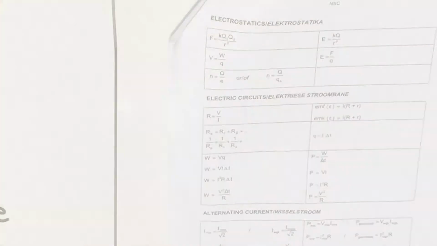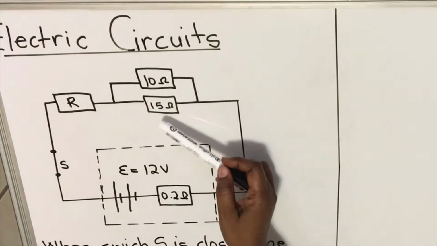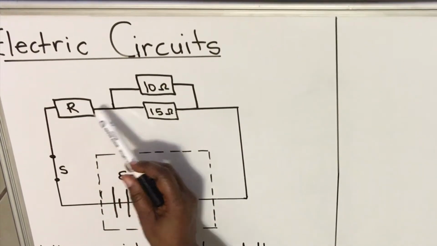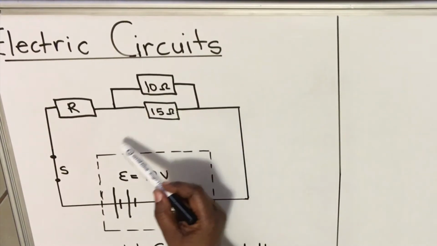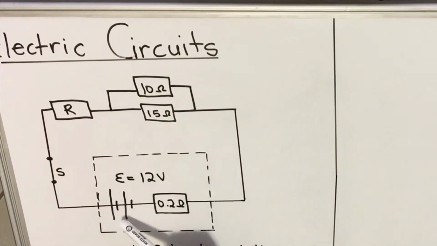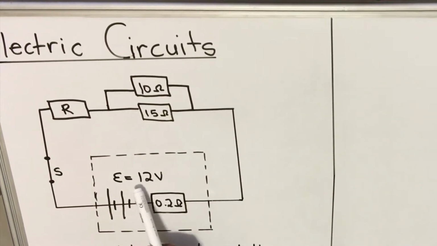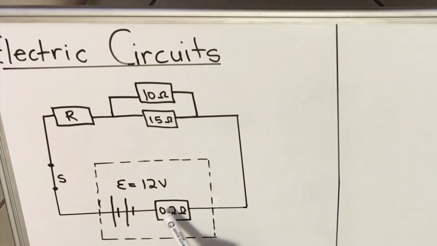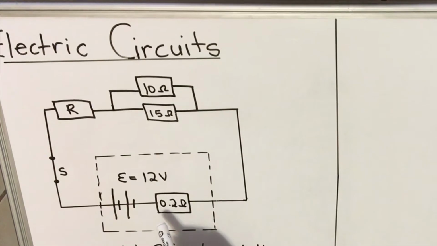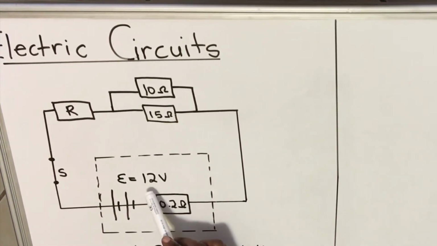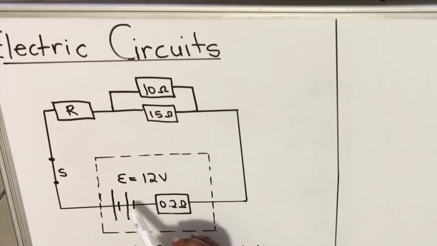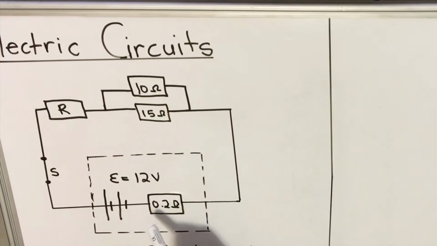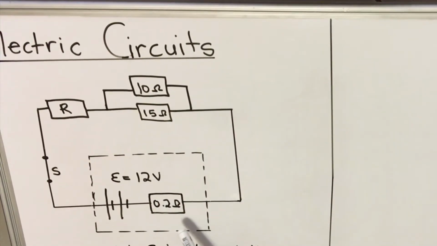Let us look at our question. Here's our circuit. We see that we have two resistors connected in parallel, and we have another resistor that is connected in series to these two that are connected in parallel. And then we have our battery here, which has an EMF of 12 volts and an internal resistance of 0.2 ohms. The internal resistance is the resistance that is inside the battery. When current is flowing, 12 volts will not be in the circuit. Some of the voltage will be eaten up by the battery. So that's what the internal resistance means.